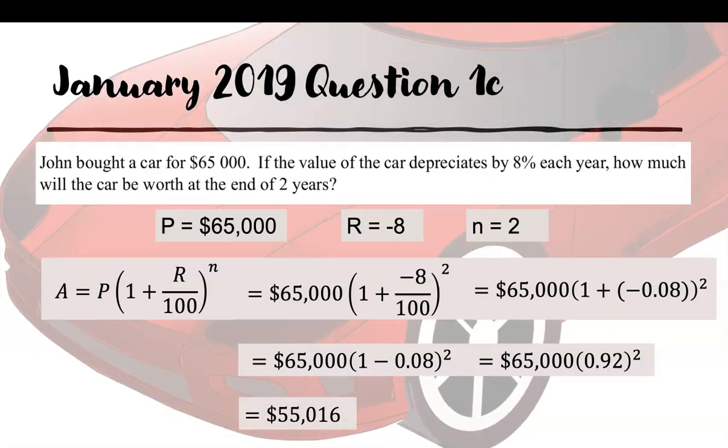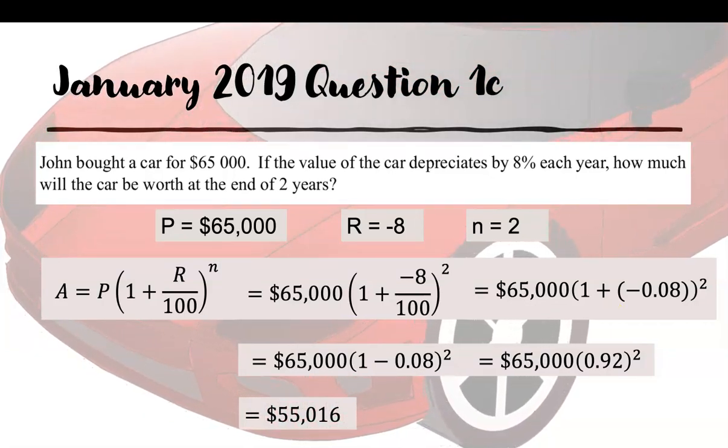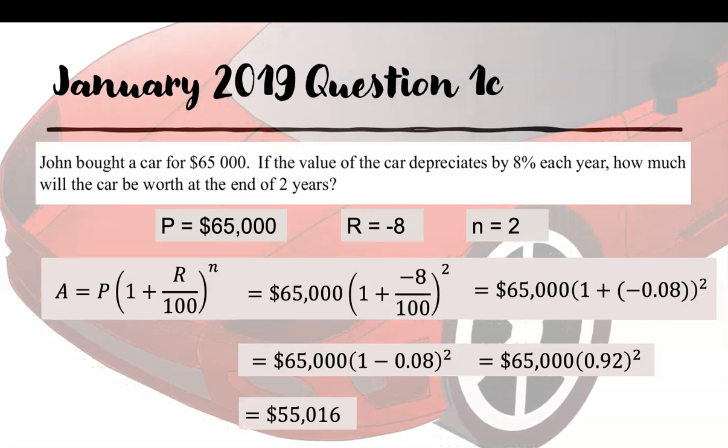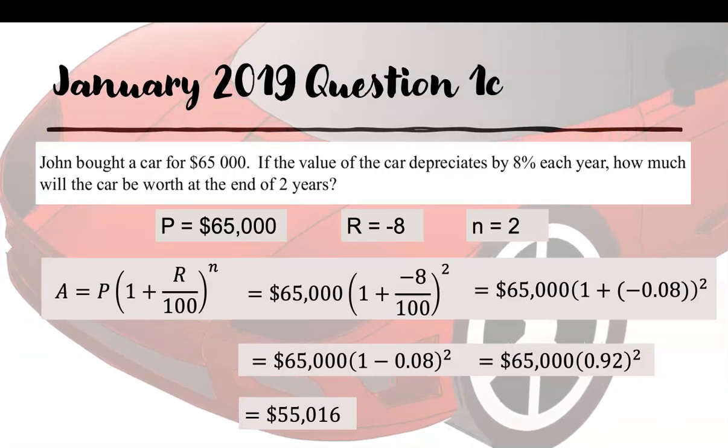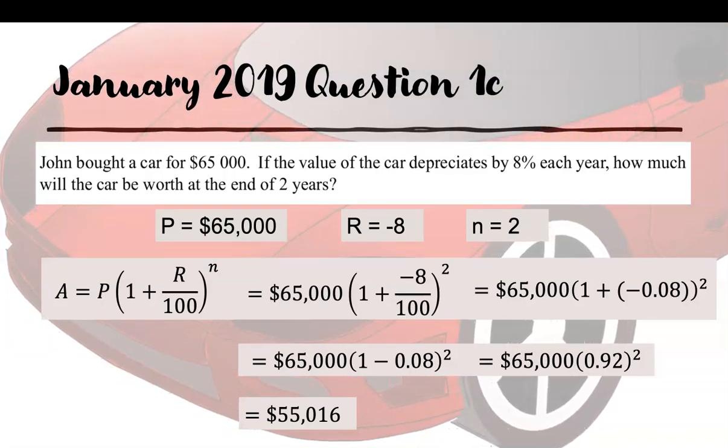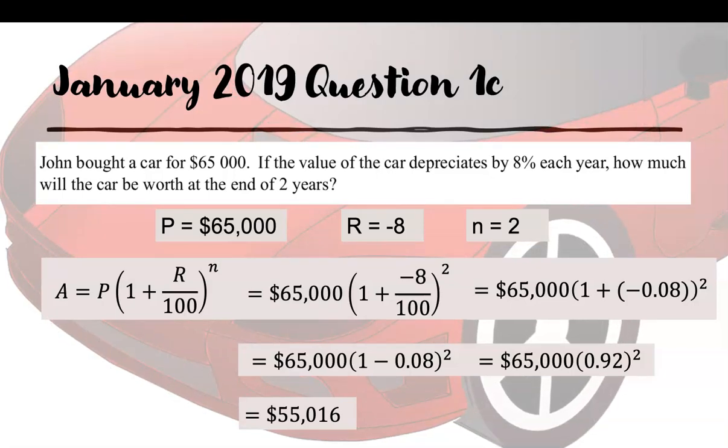Or, I guess I didn't even do it that way. I just plugged everything in the calculator. So you could say, just plug in the calculator, $65,000 multiplied by 0.92 raised to the power 2. And it will give you that the value at the end of 2 years will be $55,016. Alright, so this will be a third approach.